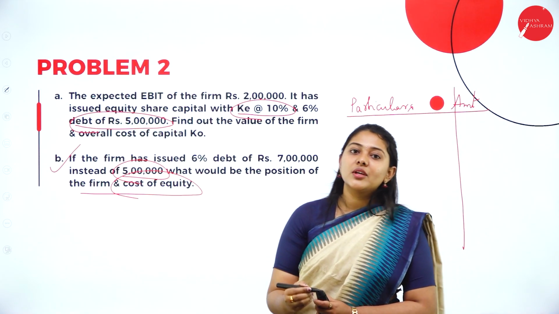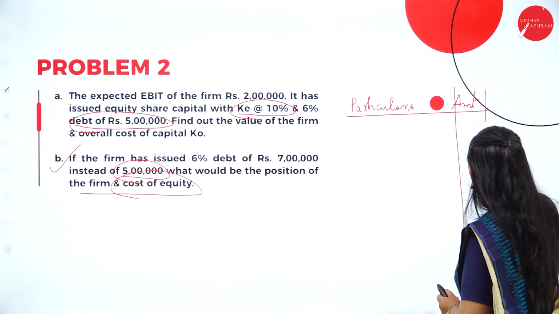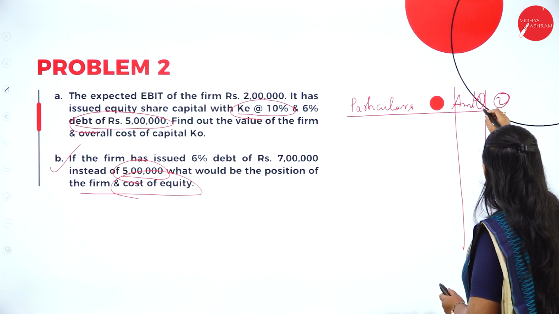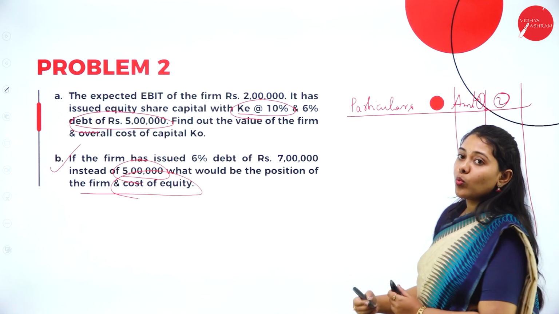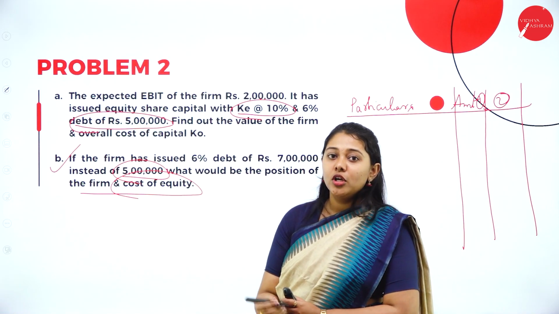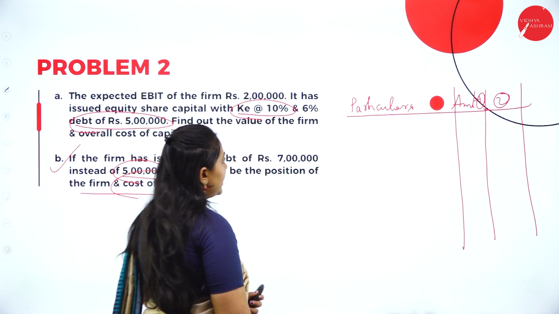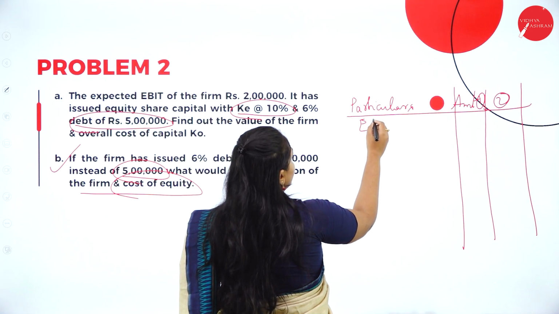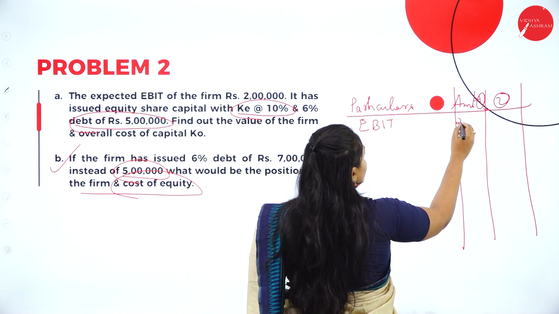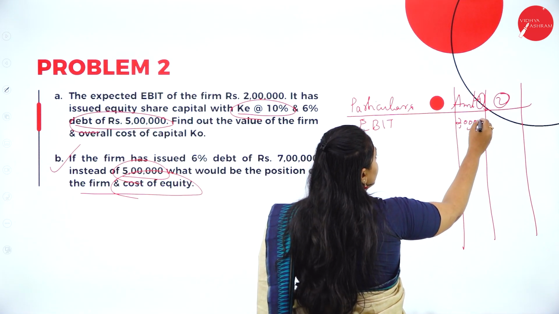So what is the first thing we have to see? We have two cases here. Let's consider this as case 1 and this as case 2. What is given in the question? EBIT is given, so net operating income is given. How much is it? 2 lakh for both.